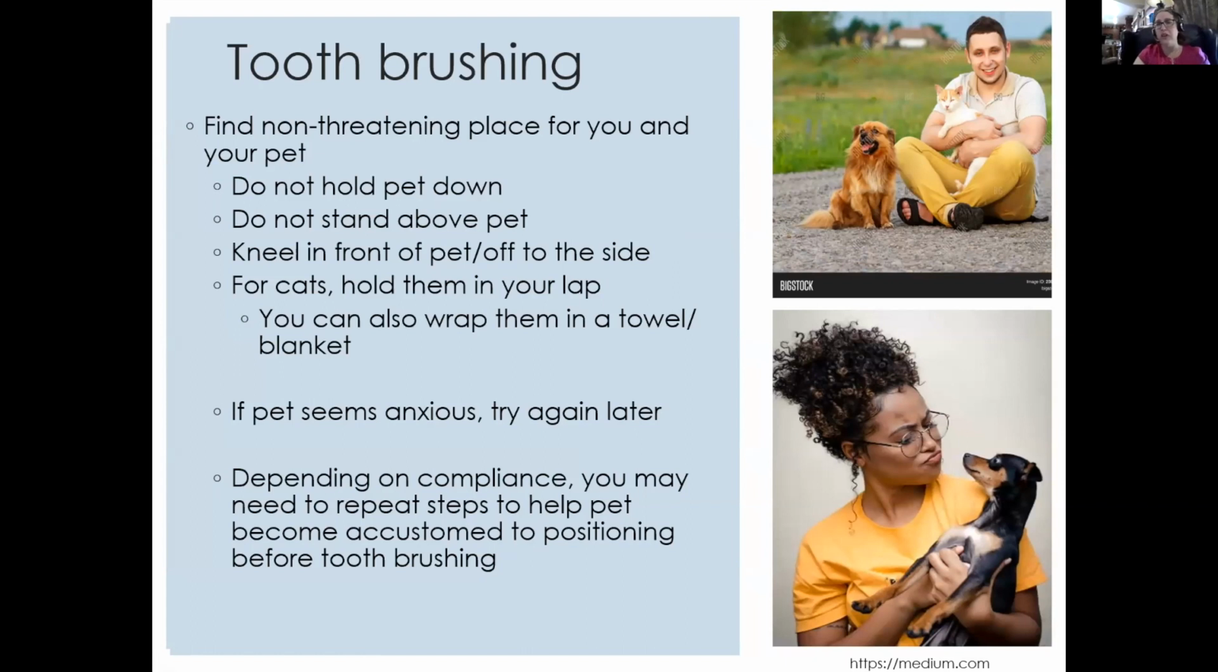And depending upon the compliance of your pet, you may need to repeat these steps over and over so that they can become accustomed to the positioning before toothbrushing. So hold them, let them go. Hold them, let them go until the anxiety of being held in a position that might be strange or foreign to them goes away.